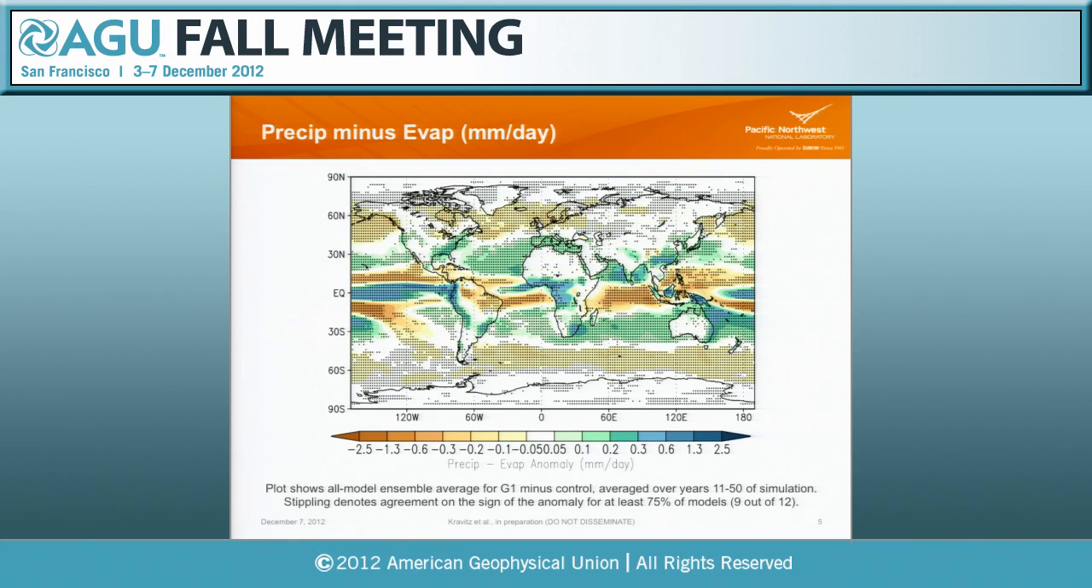And if you average over the tropics, you get P-E reduced in some places by up to 2.5 millimeters per day. But globally, changes in P-E are pretty small.